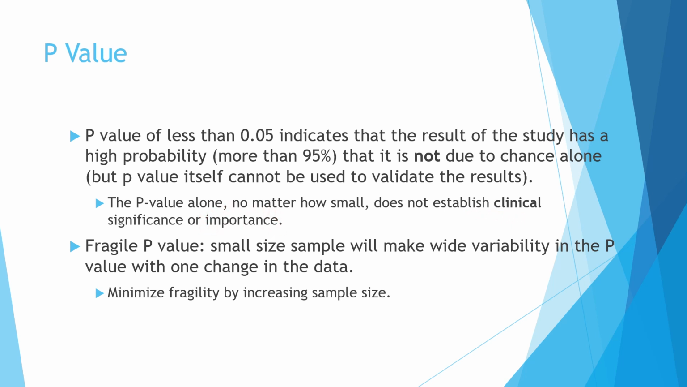Okay? What is the meaning of fragile p-value? With a small sample size, a change of one variable from group A, for example, to group B will move the p-value from 0.1 to 0.3, for example. So this one value only changed the p-value significantly. We call that a fragile p-value. Usually this happens with a small sample size. So the treatment or the solution for the fragile p-value is to increase the sample size.